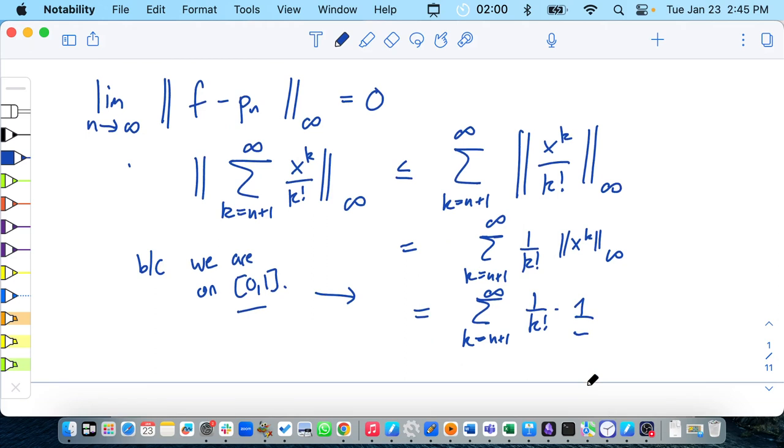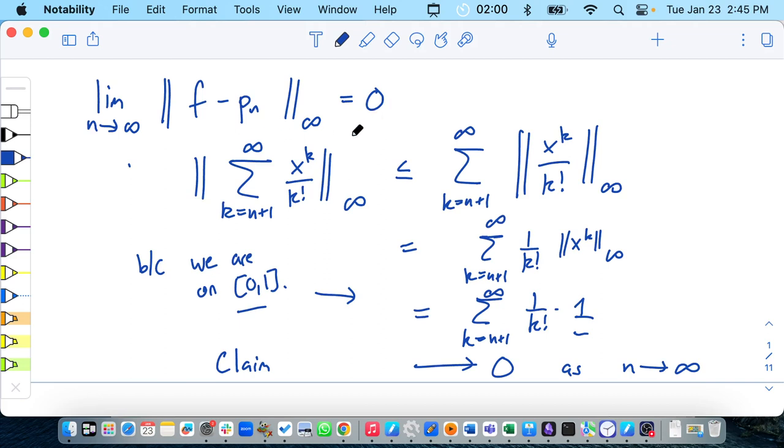Okay, so we've gotten to this point. We've taken the norm, and the norm is this tail of the sum of 1 over k factorial. And I claim that this is going to 0 as n goes to infinity. And because this goes to 0 as n goes to infinity, the whole thing goes to 0 as n goes to infinity, and that is what we're trying to show. We're trying to show that this difference goes to 0.